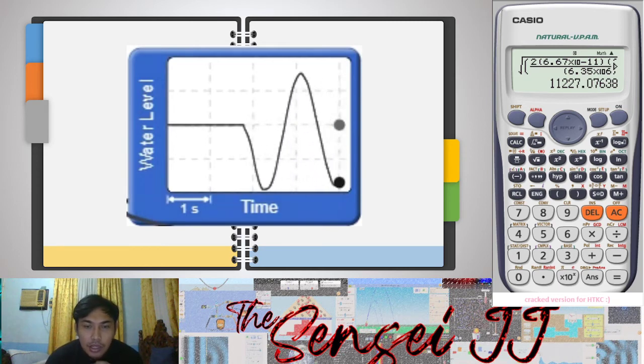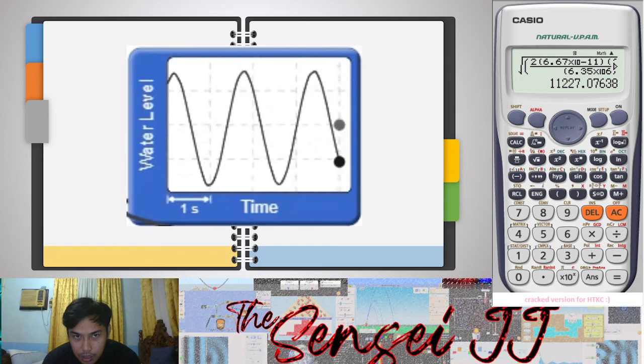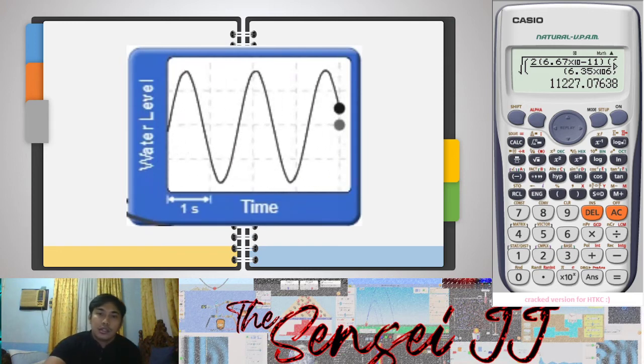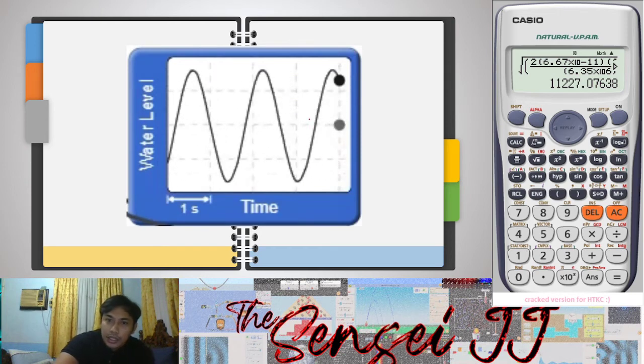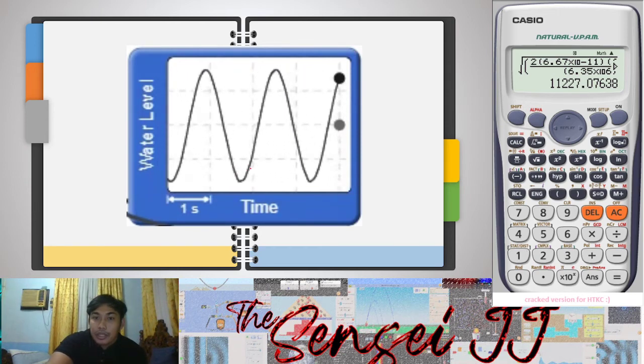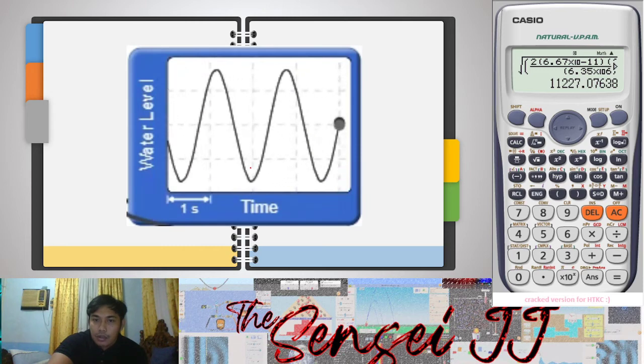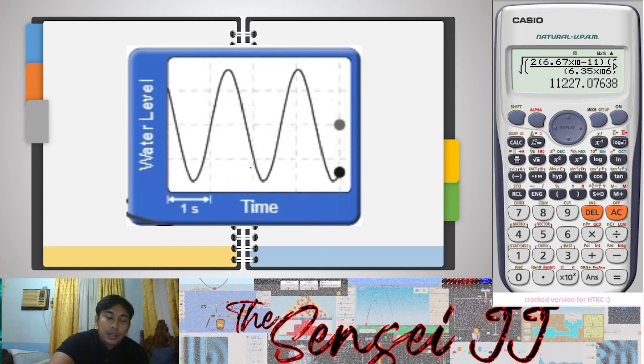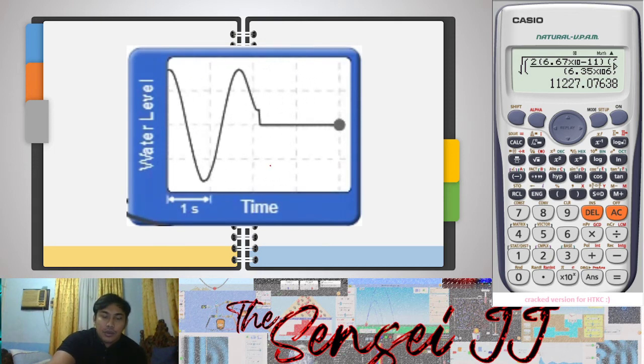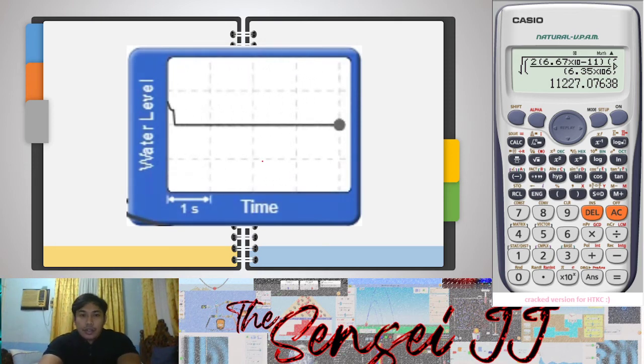Okay, so we have here one example, this video of our transverse wave. As you can see, there is our trough, and then there is a crest, and as you can see, it is completely repeating itself, up, down, up, down, and that is a complete wavelength. Okay, so after it completed itself, its waves will always go back to its original position, which is this level. As you can see, the water level.